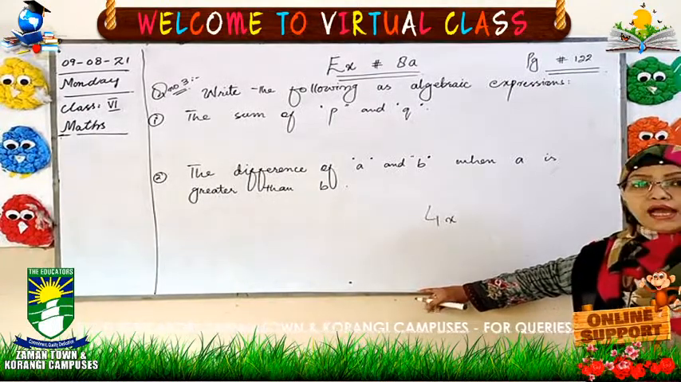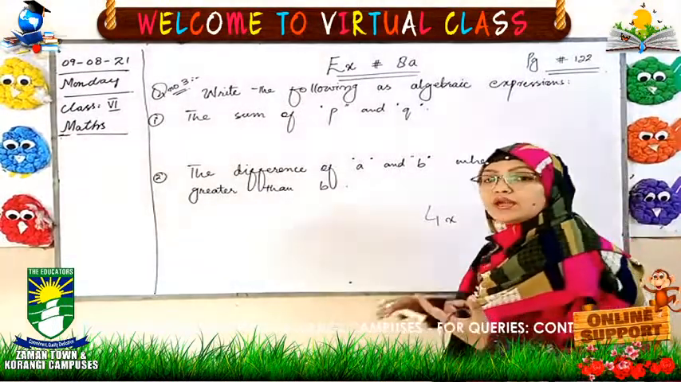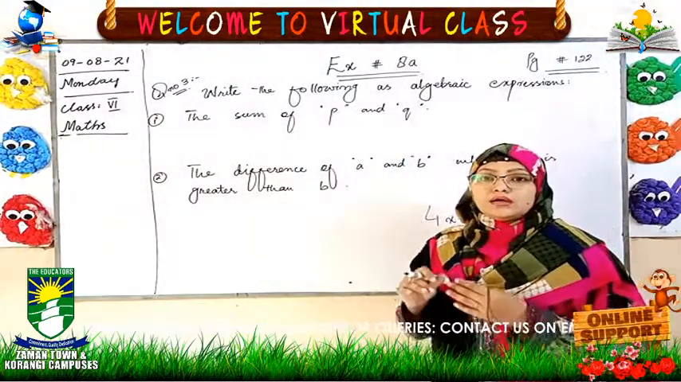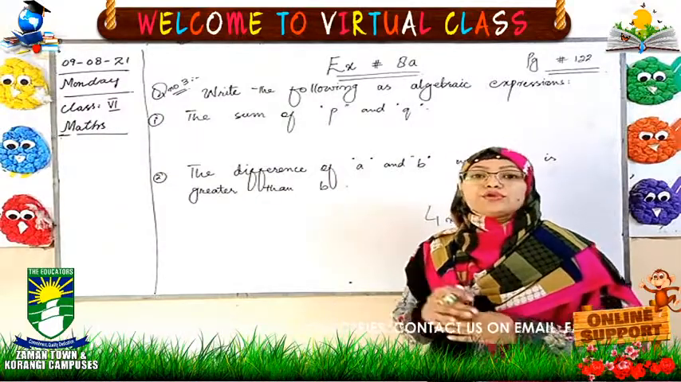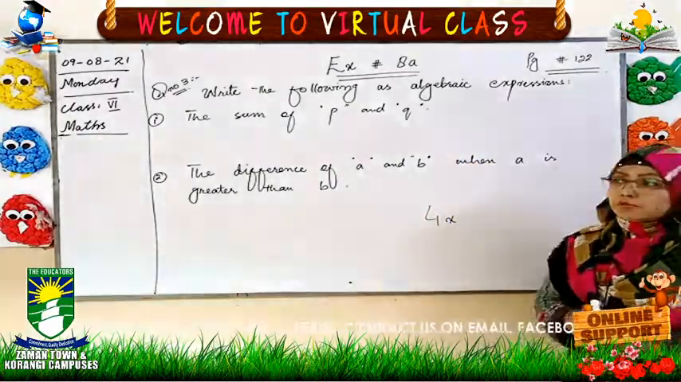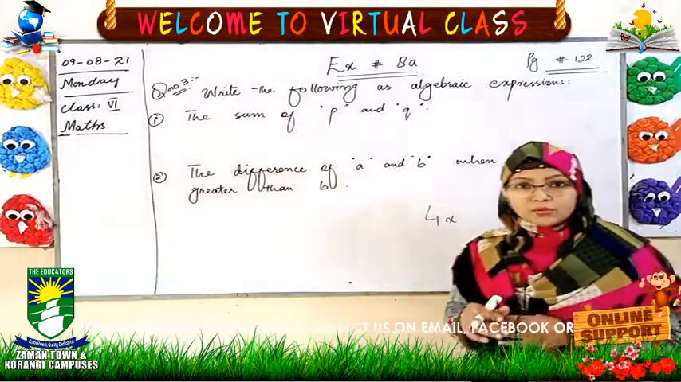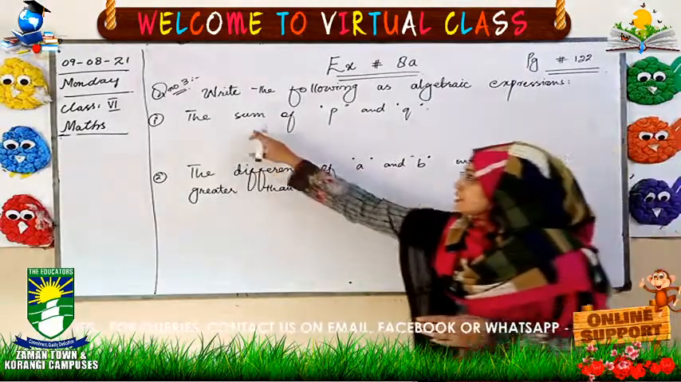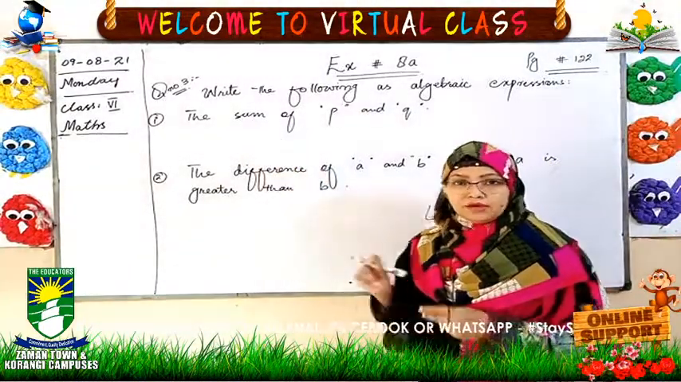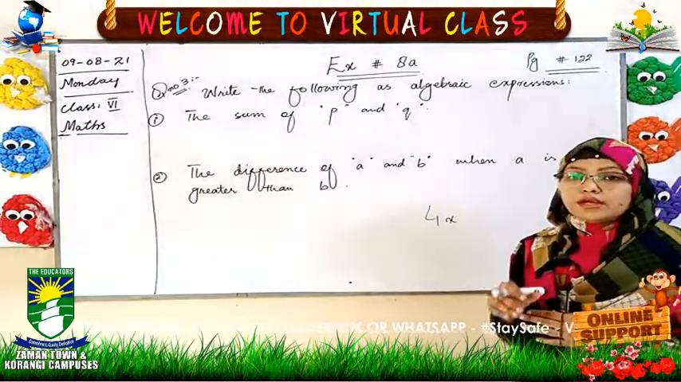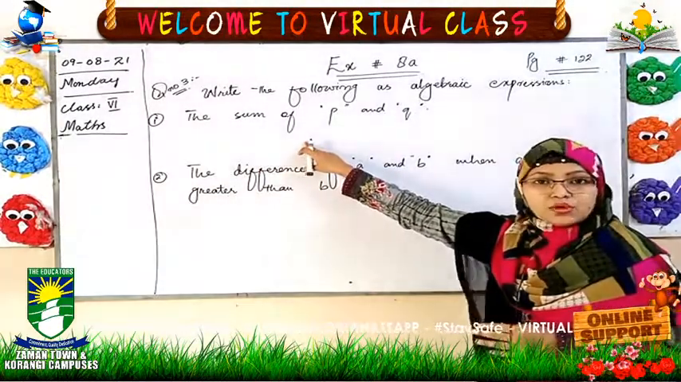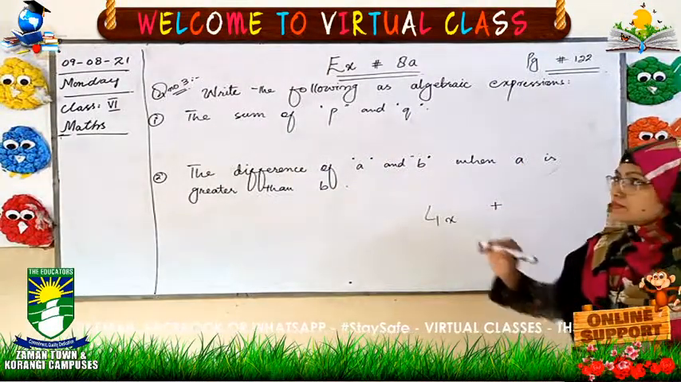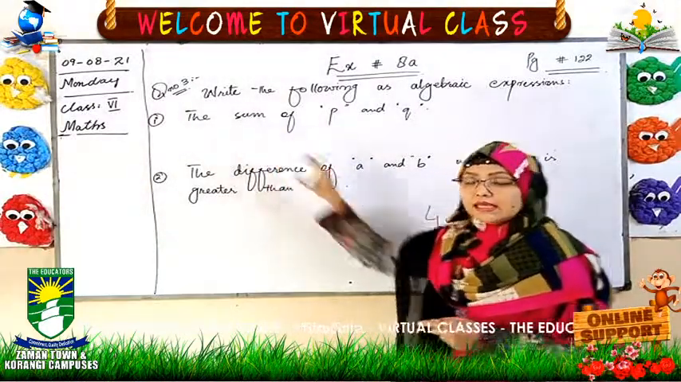What do you have to do? You have to make an algebraic expression from the given statements. How would you convert them into an algebraic expression? You must know some of the words, some of the terms used here, like the sum of. Wherever you have the word sum, which sign do we use for sum? Plus. The sign used for sum is plus.